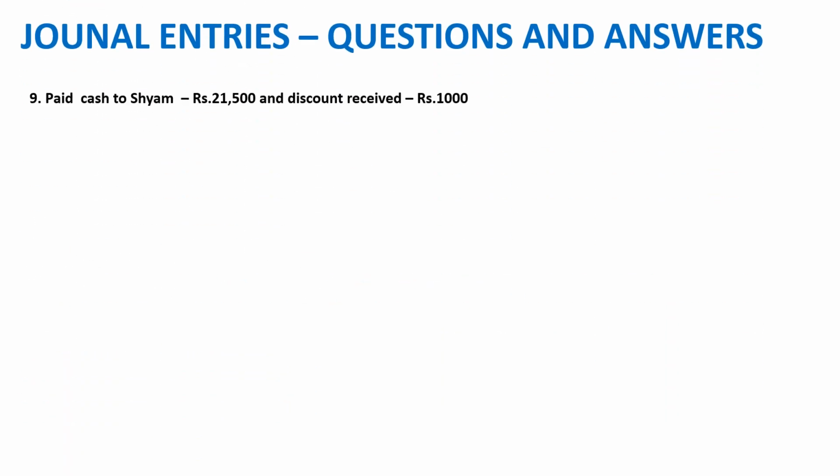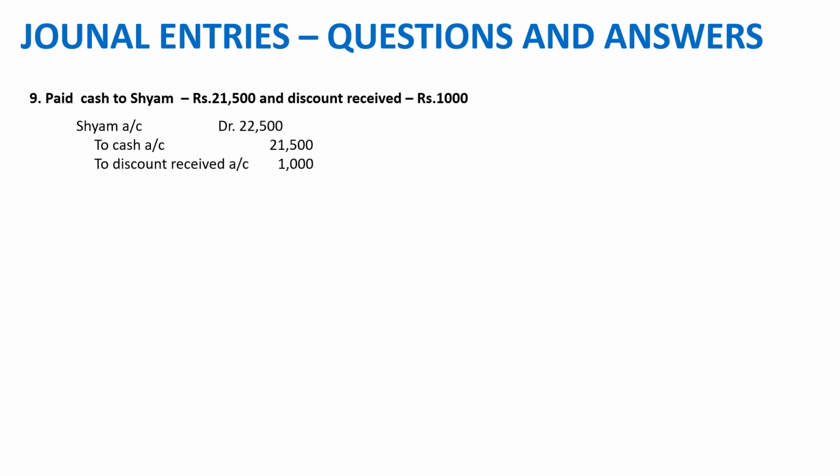Next transaction, paid cash to Sam 21,500 and discount received 1,000. So this is the reverse example of the previous one. So what entry you're going to post? Sam was your liability, right? Now you are making payment. So what will happen? Liability will reduce, correct? So liability reduction means that account has to be debited. So Sam account 22,500 to cash.